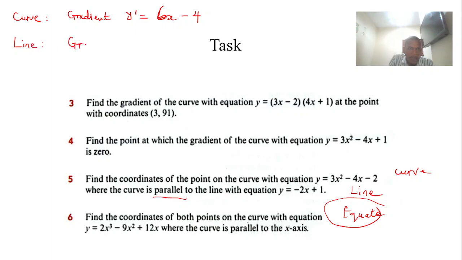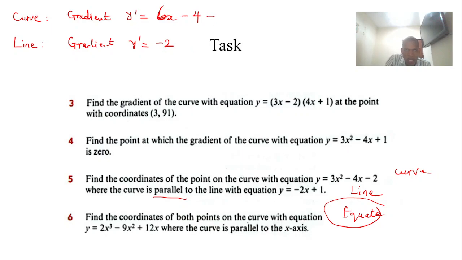Now for the straight line, let's get the gradient function of the straight line as well. So my y prime here is going to be, now you have to differentiate the straight line. Differentiate negative 2x, you have negative 2, right? Differentiate 1, you have 0, so I have negative 2 only, right? Now what does that mean? This is the gradient function of the curve, and this is the gradient function for the straight line.